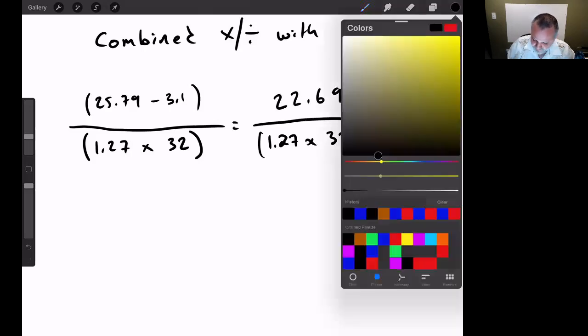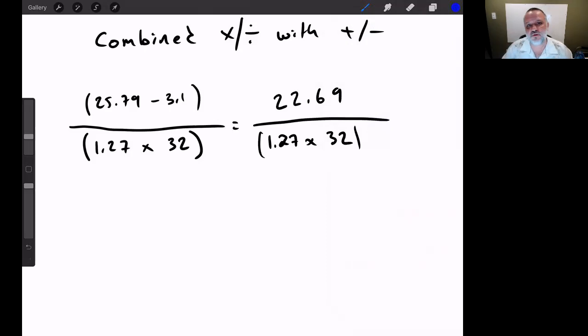22.69. But what's the rule here? The rule is we're doing subtraction. So I need to do the addition subtraction rule, which is count decimal places. 3.1 has 1 decimal place. 25.79 has 2 decimal places. And so we use the 1 decimal place, but we don't round yet.